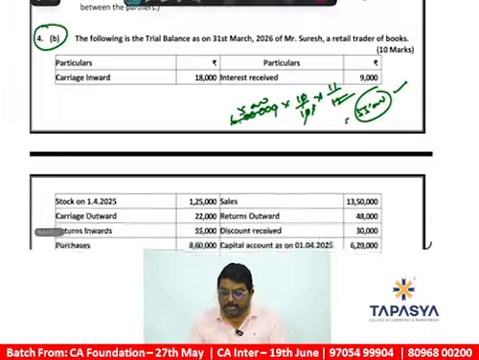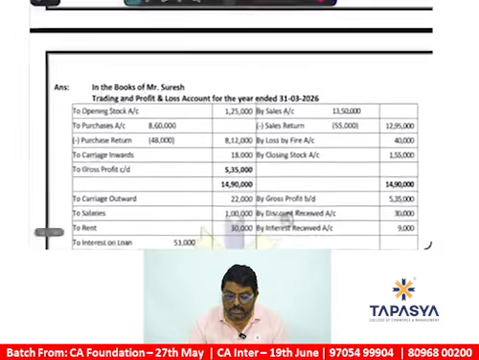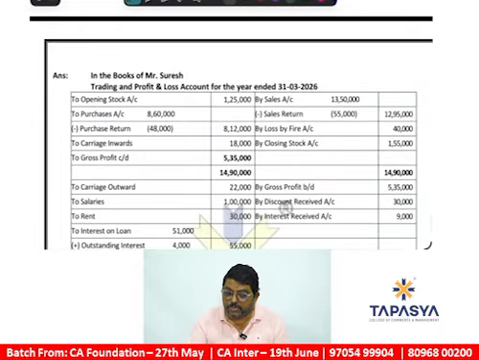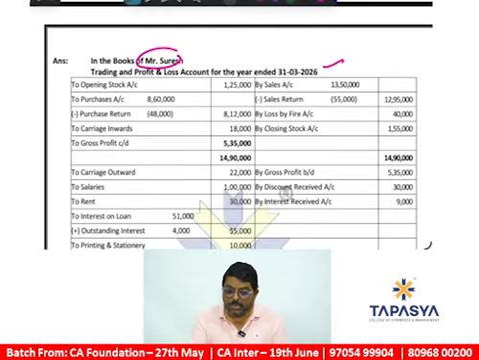The same we can implement here. Very, very simple, so you can easily understand. Look here, first of all, in the books of Mr. Suresh, trading and profit and loss account. In the trading account, opening stock is always debit, we know very well. Purchases are always debit, we know very well. All these are given items, you are just working them here.